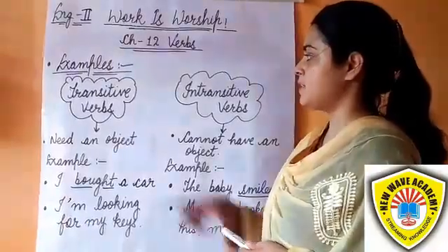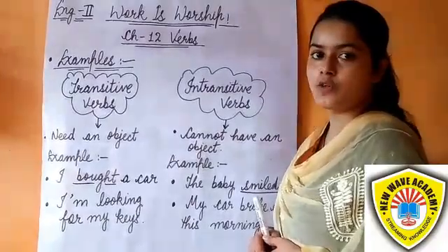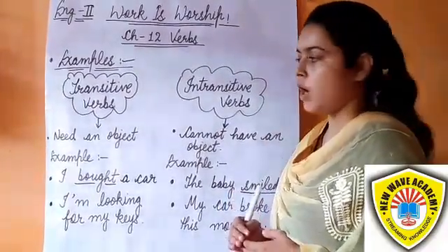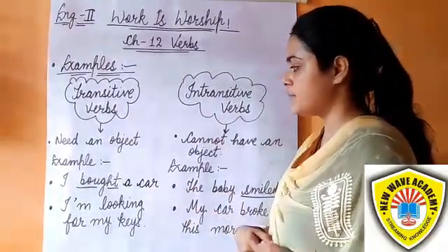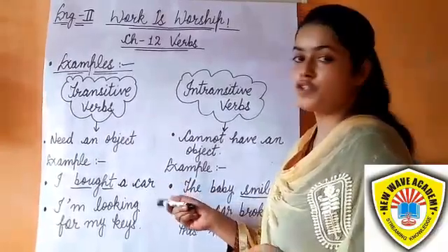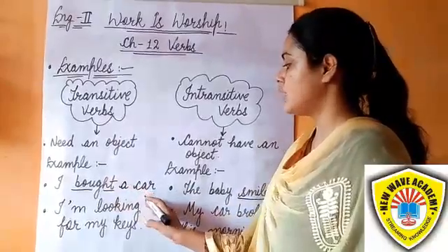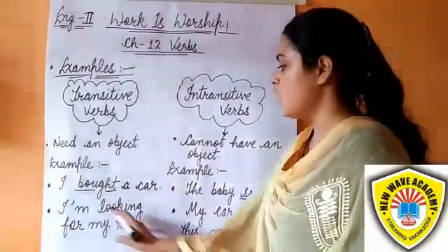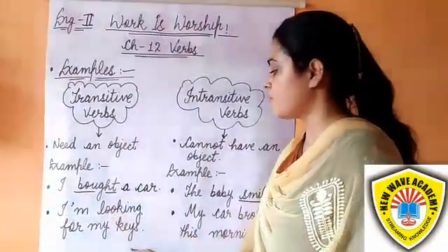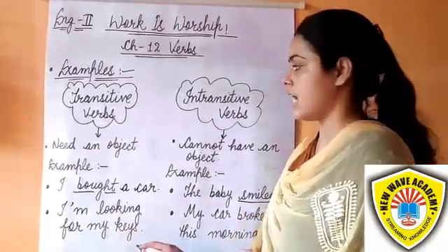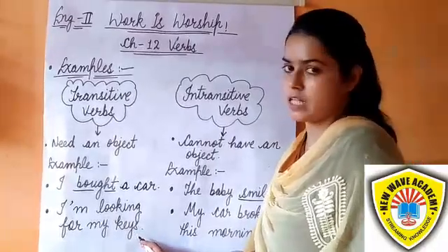So students, examples of transitive verbs and intransitive verbs. As you know, the object is the answer to the questions what and whom. Example of transitive verbs: I bought a car. What did you buy? Here we require an object to complete the sense, so it is a transitive verb. I am looking for Mikey. Whom are you looking for? You are looking for Mikey. So here Mikey is an object which is required to complete the meaning of this sentence. So it is a transitive verb.